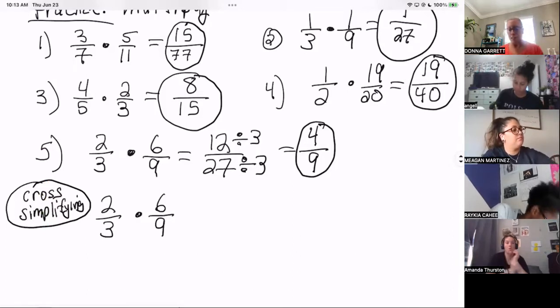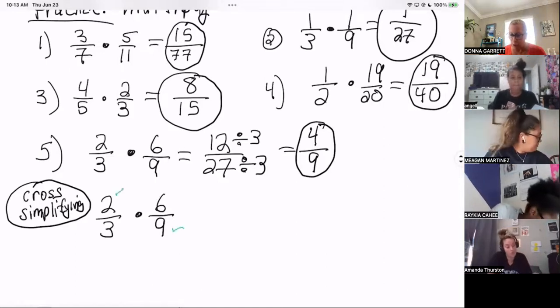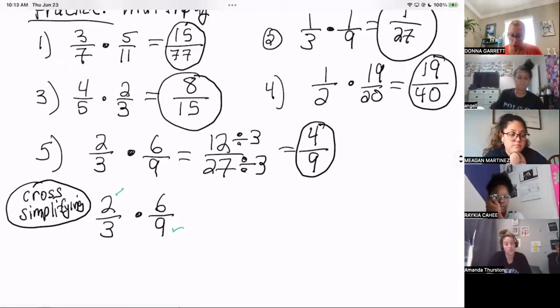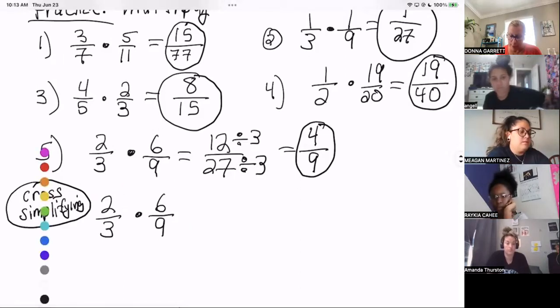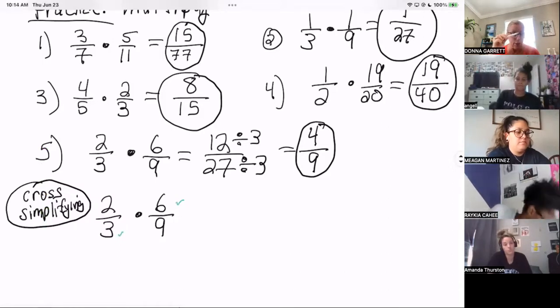Okay, so what does it mean to cross simplify? So I'm going to look at my 2 and my 9. See how they're across from each other? If we were going to cross multiply them to check for equivalency, we would multiply them. Can I simplify 2 and 9? Can I divide one or both of them at the same time? No. So I can't do anything here. But if I look at 3 and 6, the numbers across from each other, I can divide both of them by 3.